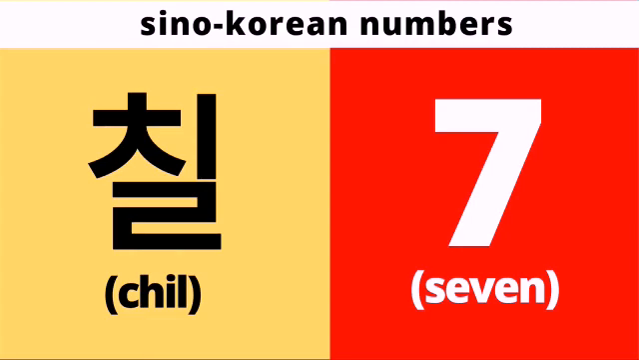Next, the Sino-Korean version of number 7 is chil. Again, it's chil. This is just composed of 3 Hangul characters and of just one syllable. Pronounce it with me. Chil.